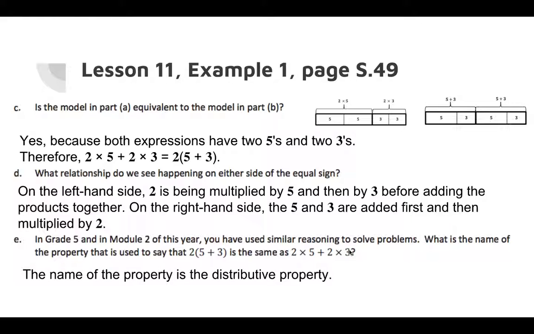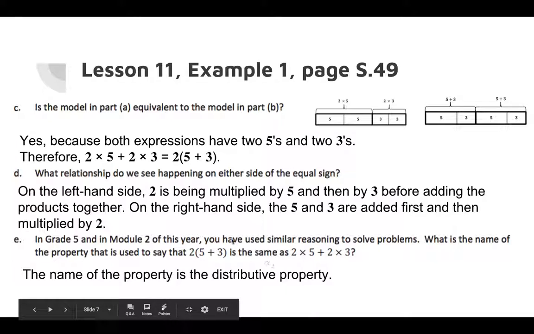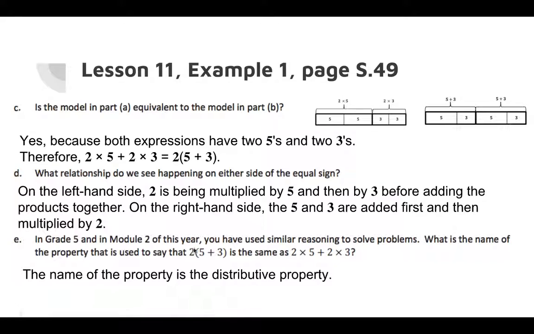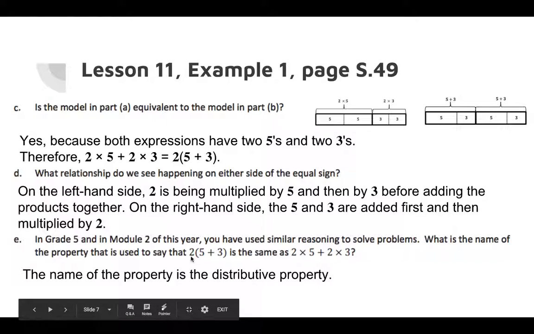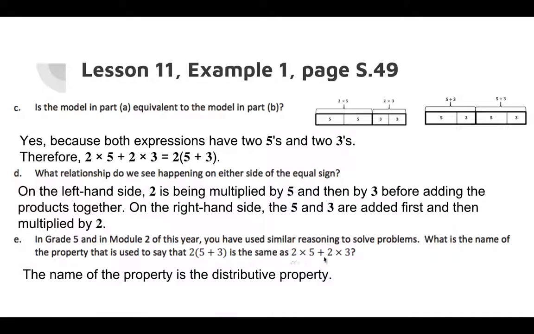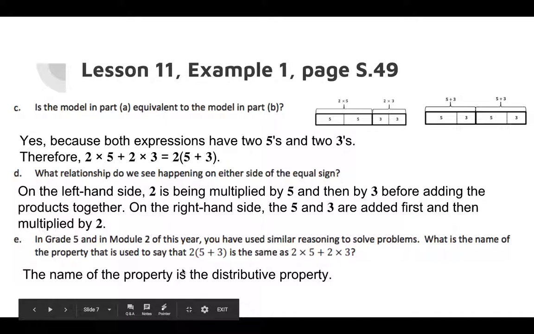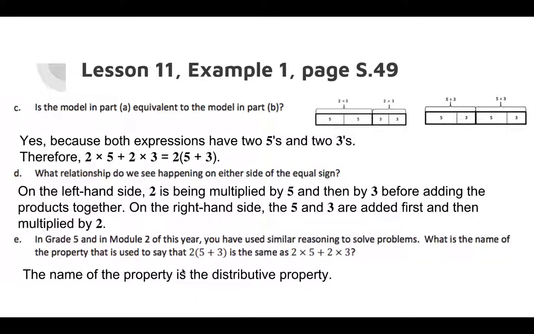The name of the property is the distributive property. The reason why it's called the distributive property is because it looks like you are distributing this 2 to the numbers that are inside here. So it is 2 times 5 plus 2 times 3. That's why this is called the distributive property. So you're distributing the 2.